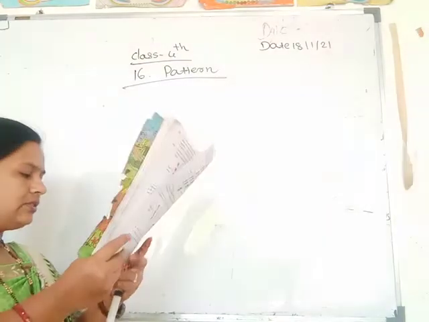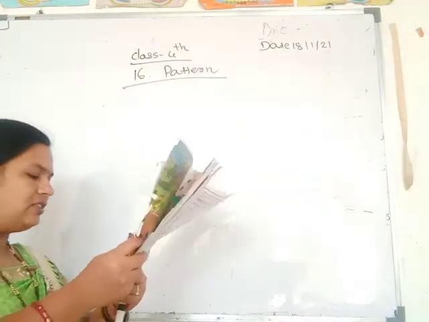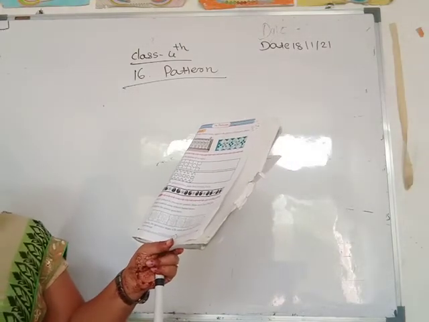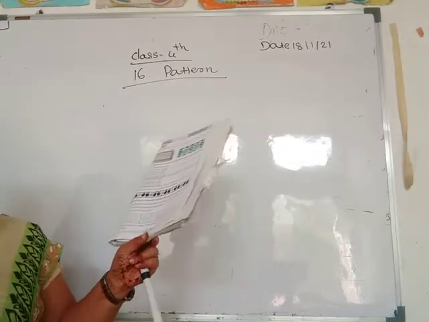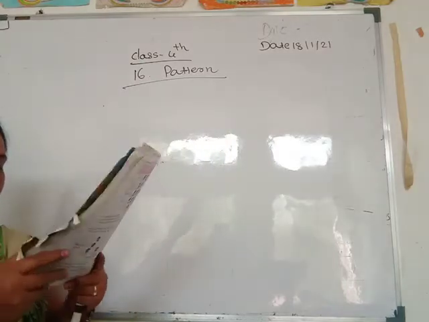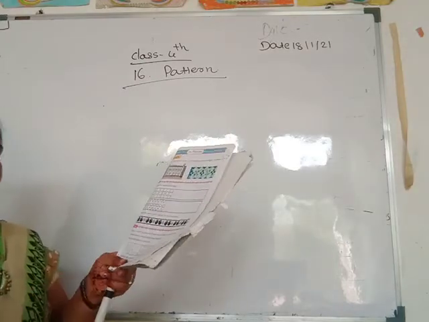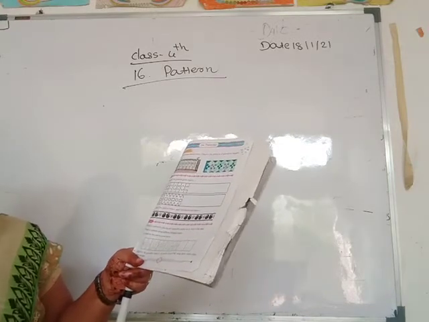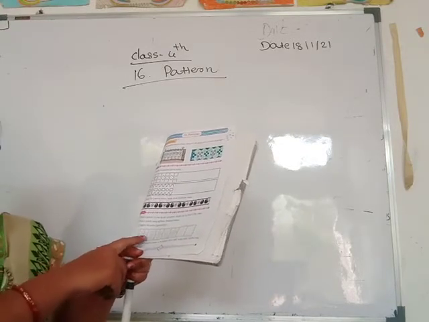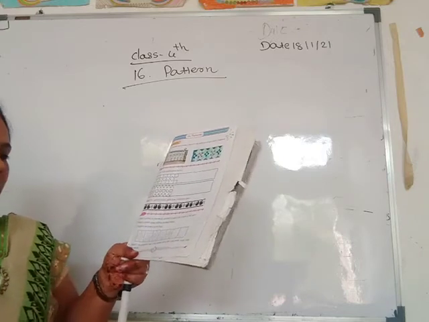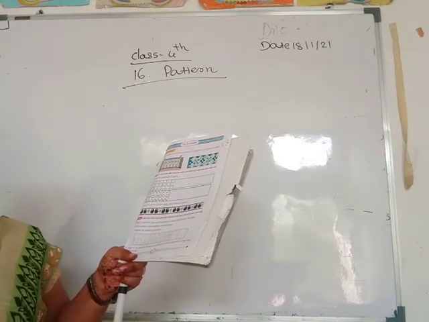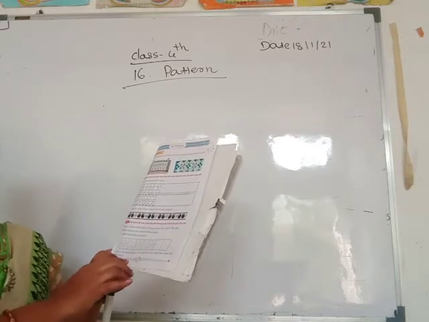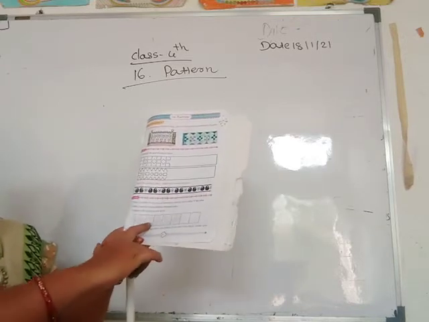And the fourth question: identify the geometric shapes in the pattern above and using them create your own design. The pattern is given above. Then in this pattern you see these geometric shapes: triangle, circle, square. By using these geometric shapes you create your own design. Then below you draw your own design in this way.